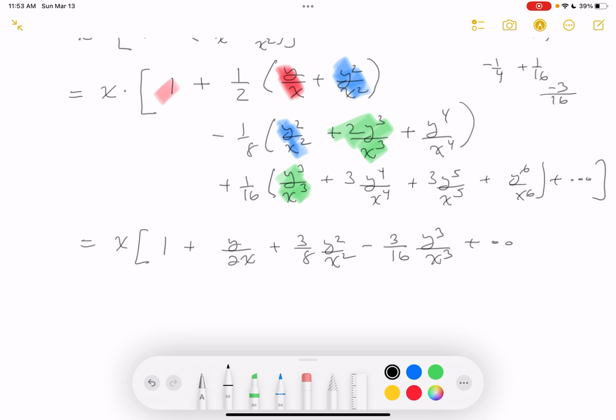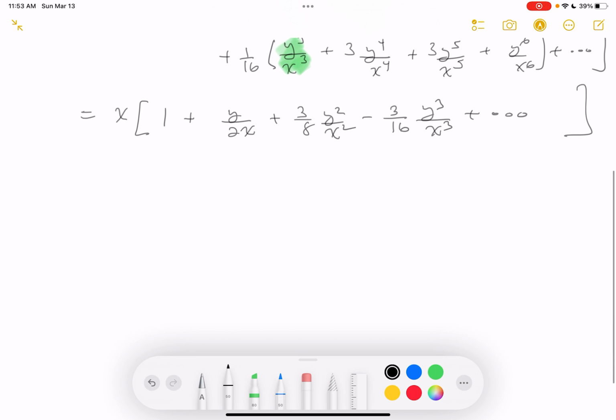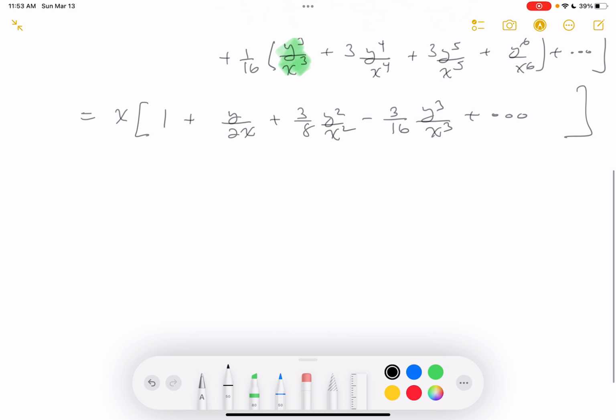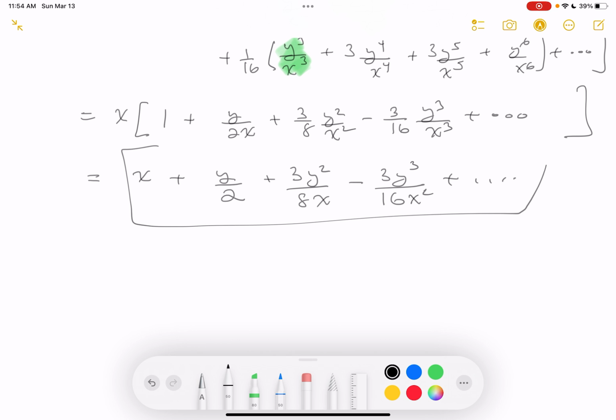I'm just going to put dot, dot, dot now. I'm not going to go there because they just want 4 terms. And I got 4 terms now. I'm going to write it down. We'll check the key later, but I'm going to write this down. This is going to be x plus y over 2, plus 3y squared over 8x, minus 3y cubed over 16x squared, plus yada, yada, yada. Put a box around this.